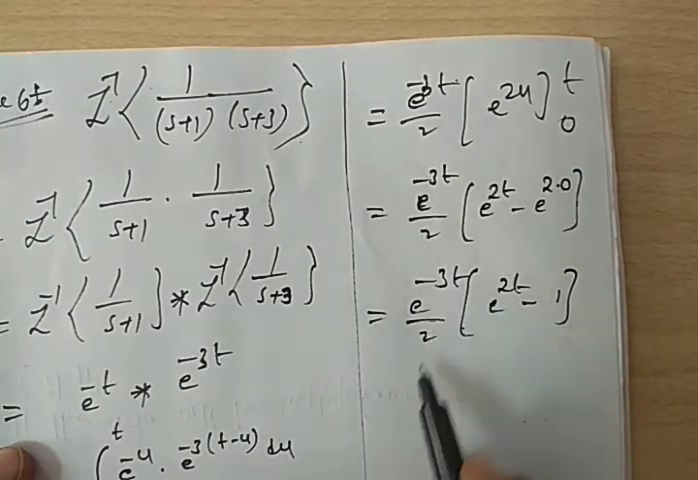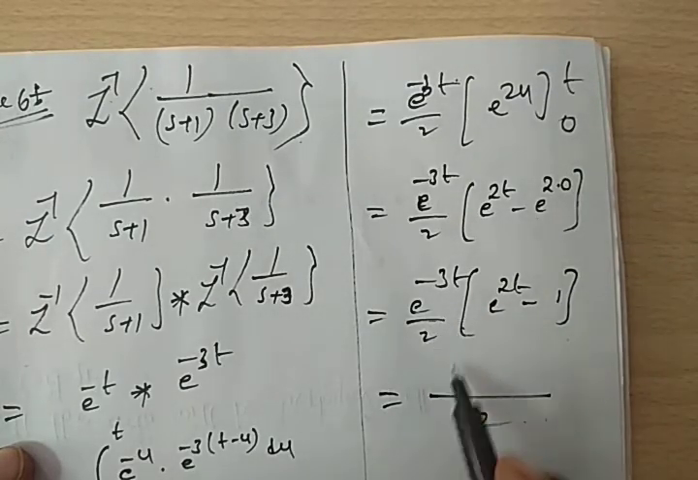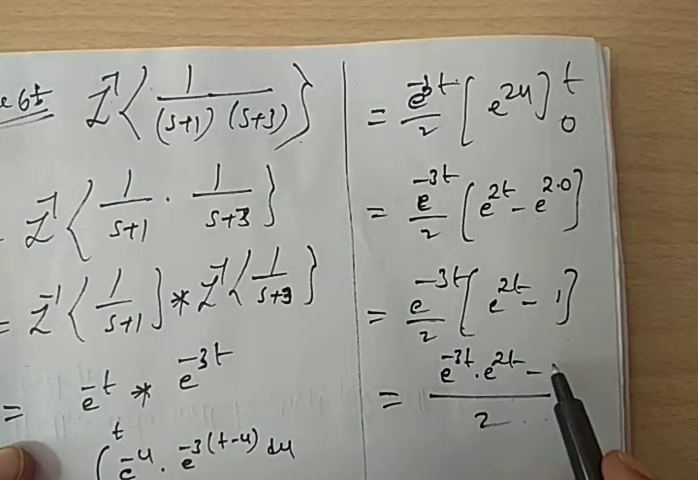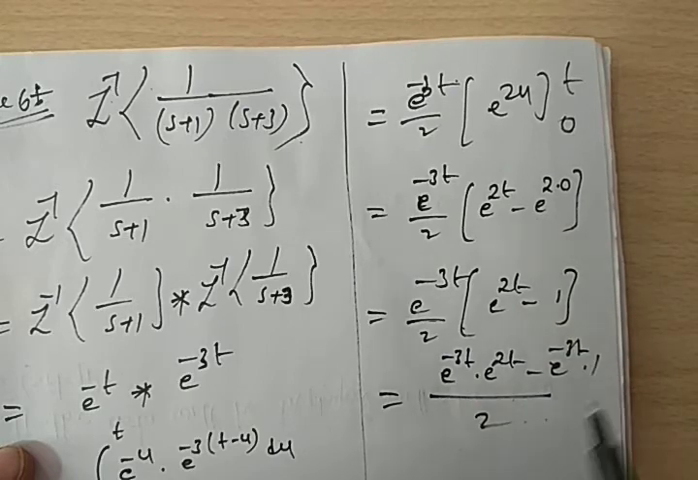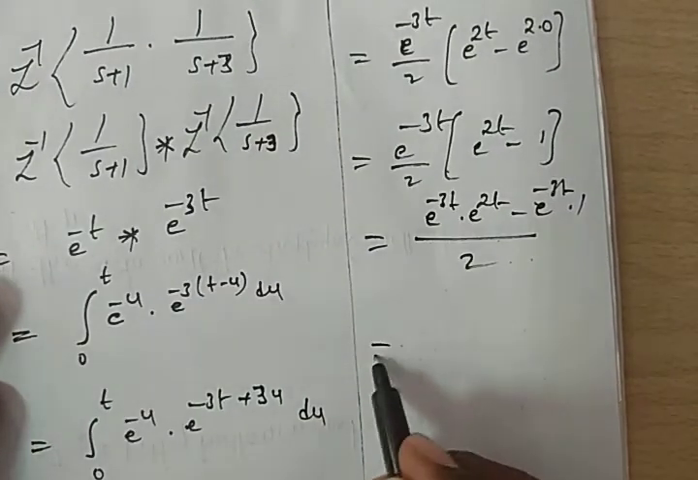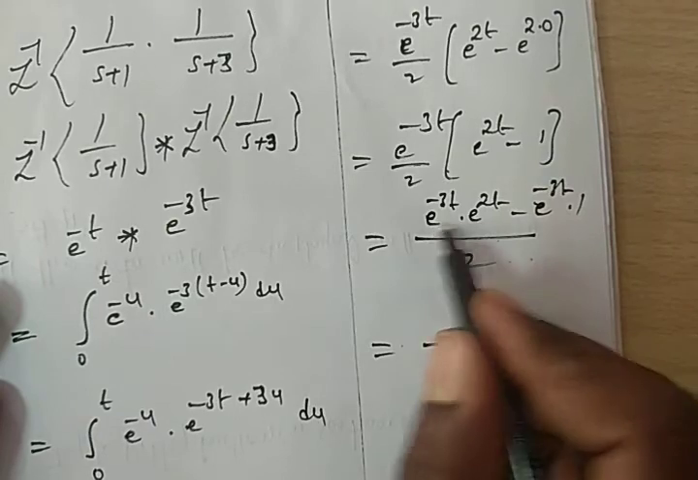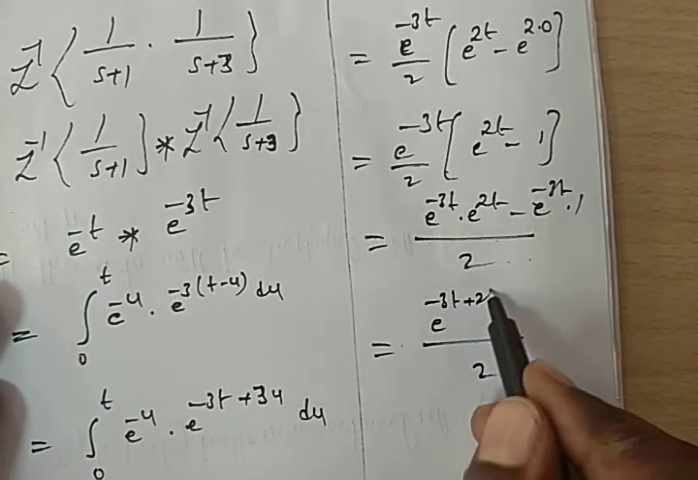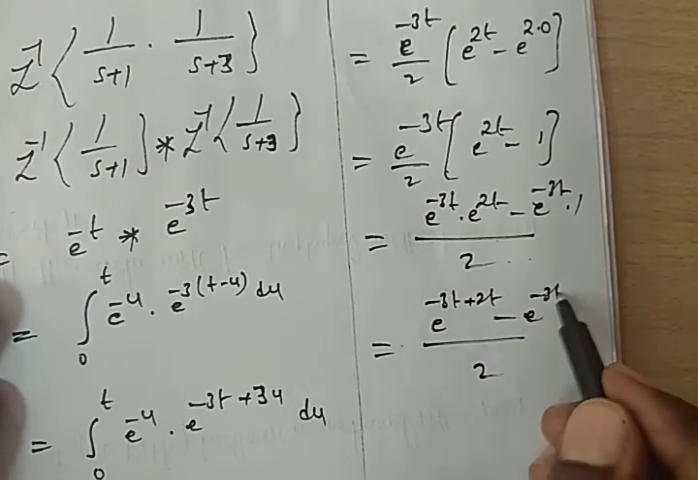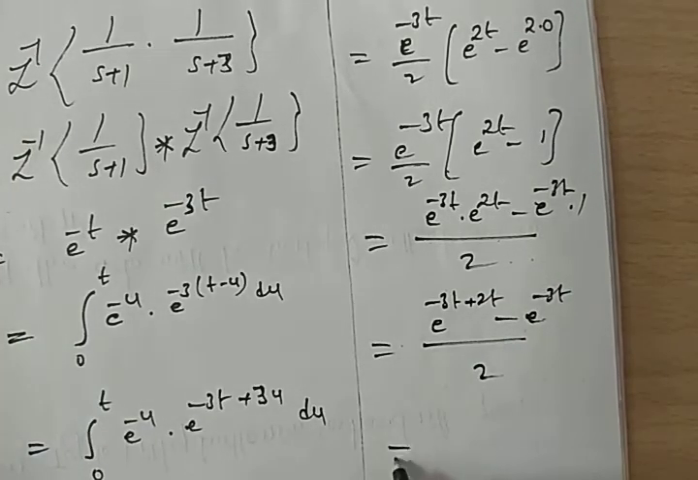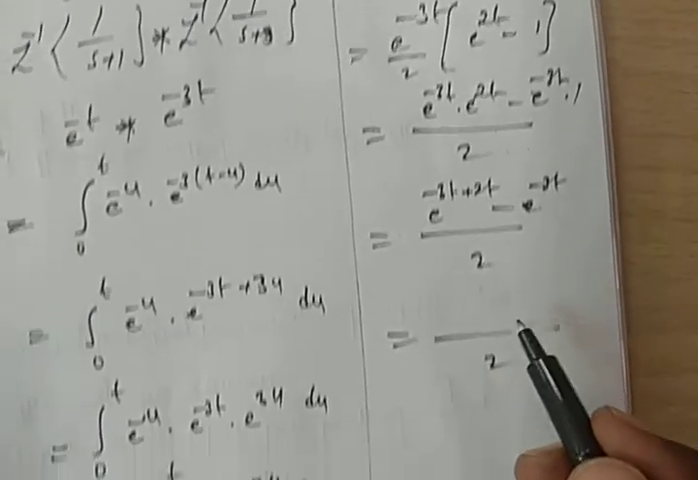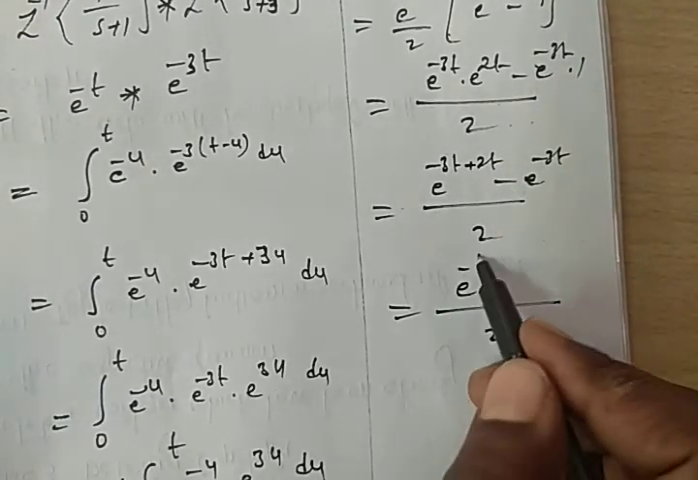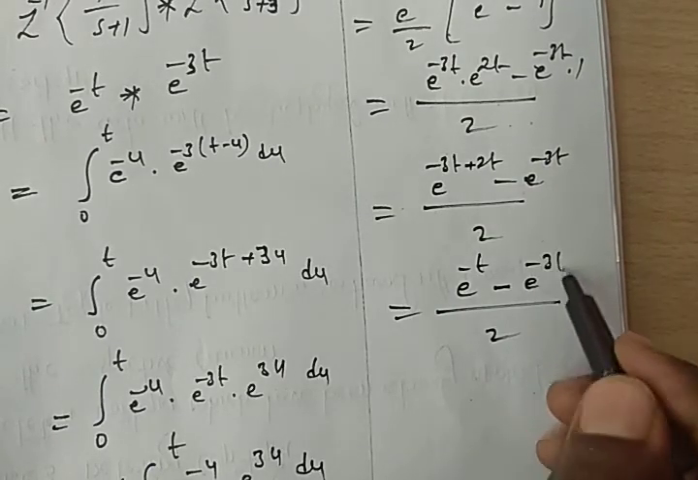Now multiply this one inside, divided by 2 as it is: e power minus 3t into e power 2t, minus e power minus 3t into 1, equals to, here base is equal, so add the powers: e power (minus 3t plus 2t), minus e power minus 3t into 1. So, divided by 2 as it is, e power minus t minus e power minus 3t.